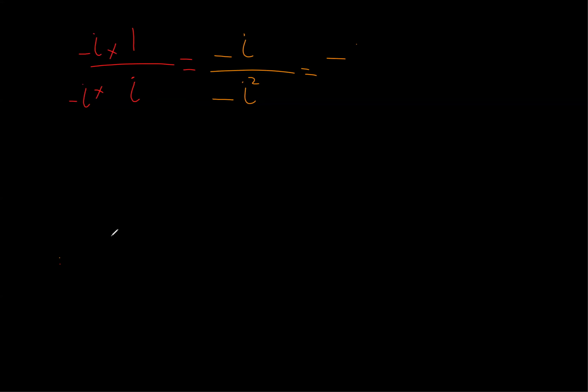Again, negative i stays up, and here negative i squared is negative times i squared, and i squared is negative 1. So negative times negative 1 is positive 1. So the result will be negative i. You see?